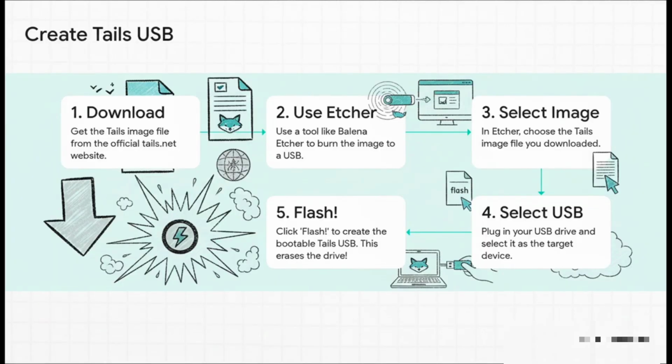Making a Tails USB stick sounds way more complicated than it actually is. First, you just download the main file from the official website, tails.net. Then, you use a free, super simple program like Balena Etcher to flash, or install, that file onto a USB drive. Just make sure you're using a blank USB, because this will wipe everything off of it.